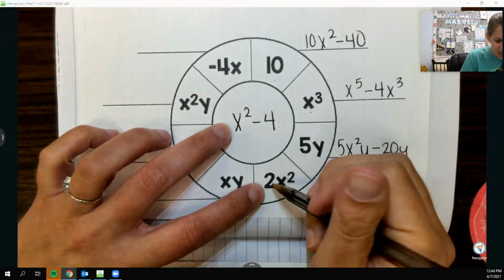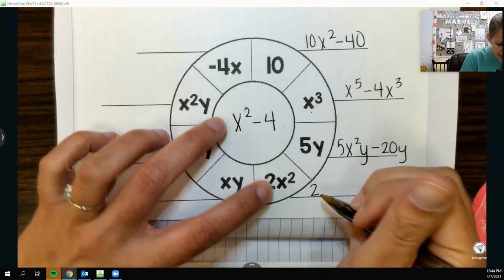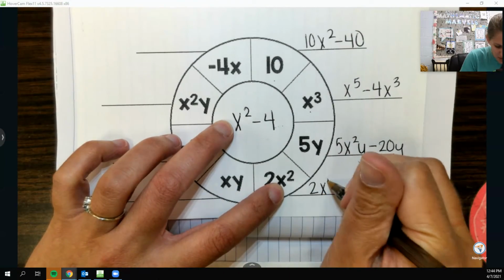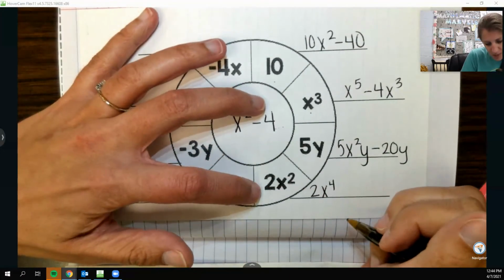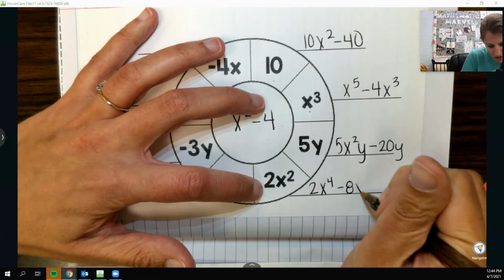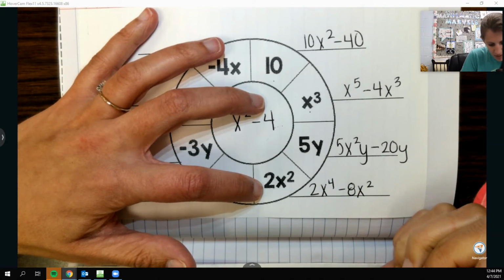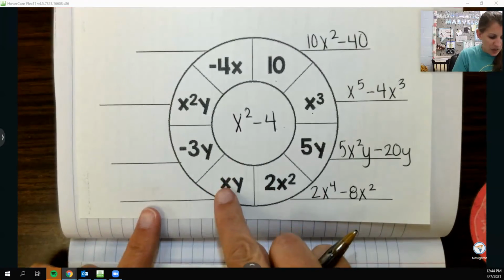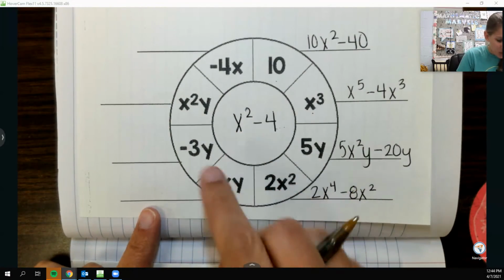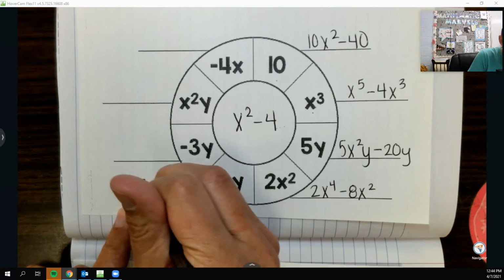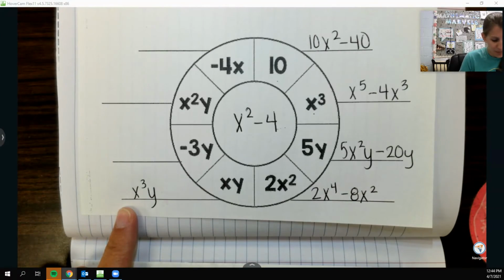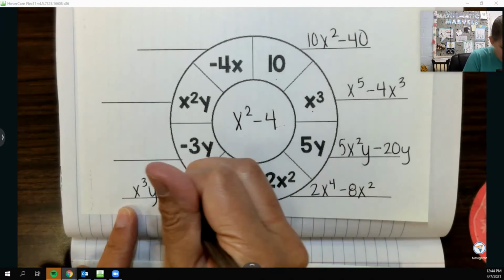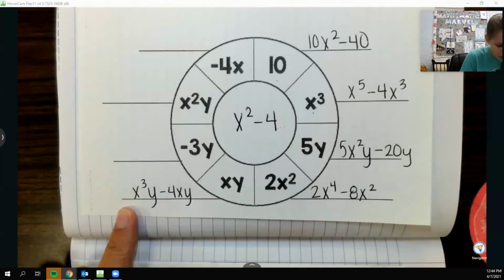When I multiply here, it's just going to be a 2 in front, and then I can add up exponents, so x to the fourth. And then when I multiply here, it's going to be negative 8, but just an x squared. When we multiply here, the x's will add, so x to the third, but then just y is chilling. And then we're just going to smash that on the end of that 4 because there's no letters to combine it with.